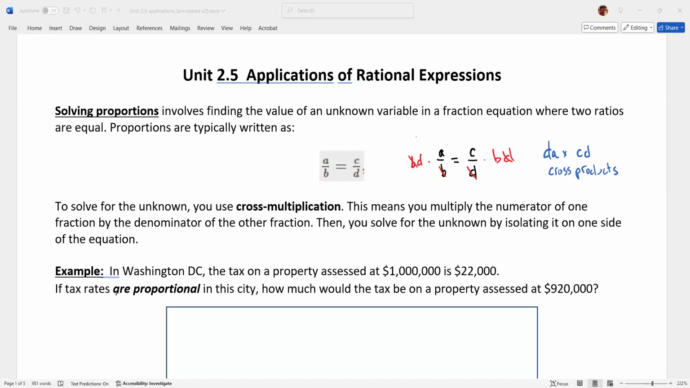We're going to take a look at solving some applications of rational expressions. So we're going to go ahead and start with the easiest, which is going to be the proportions. So let me grab my writing tool here and explain this. What a proportion is, you see kind of an outline of it right here.